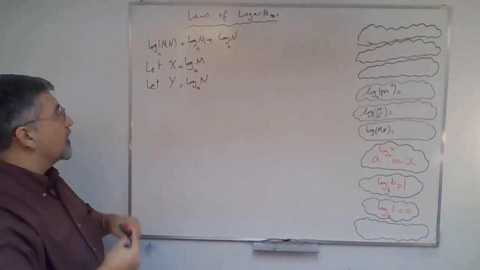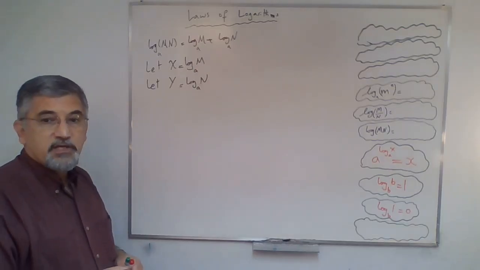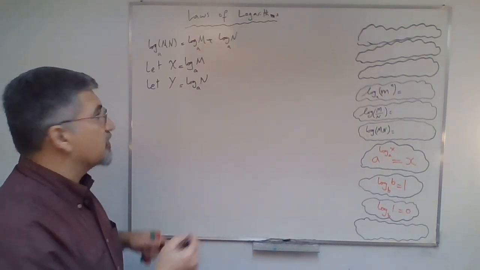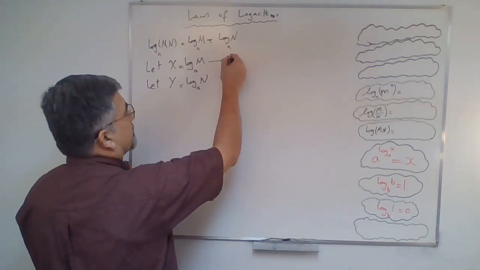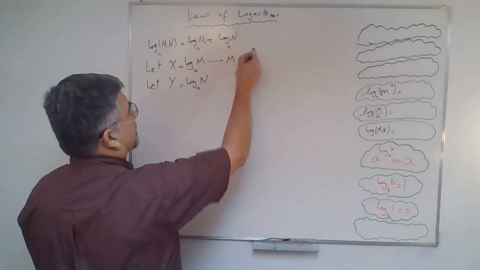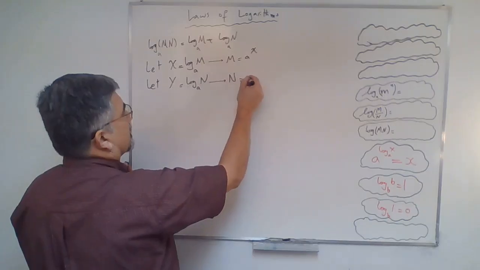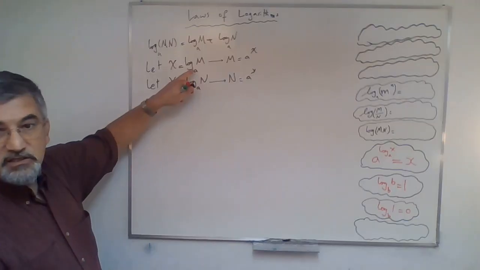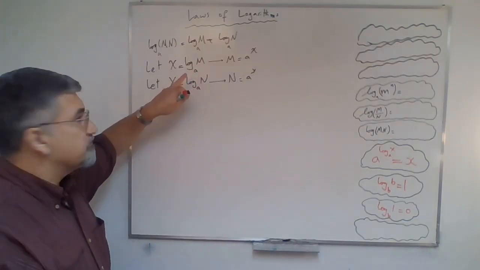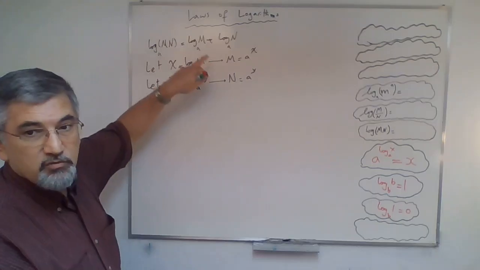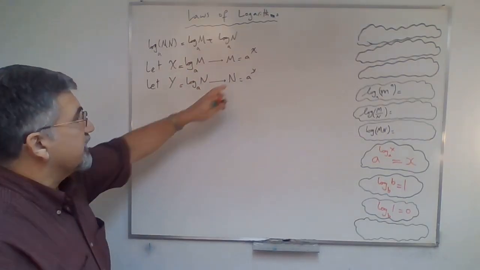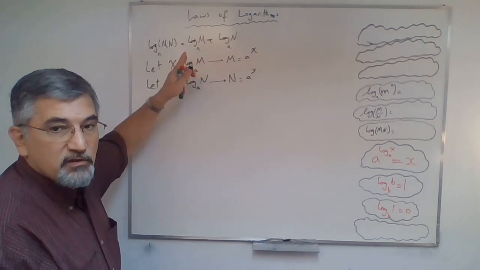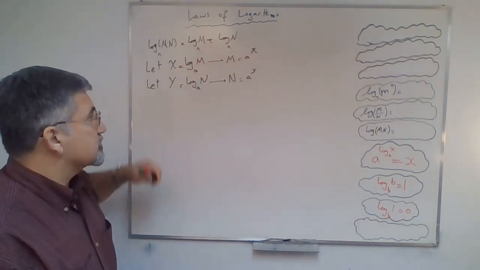Now we are going to find m and n using the definitions of logarithm. So I would say m is equal to a to the exponent of x, and n equals a to the exponent of y, because the base is a. So obviously from the definition of logarithm, a raised to the exponent of x should equal m. These are the exponential forms of the logarithmic forms, in other words.